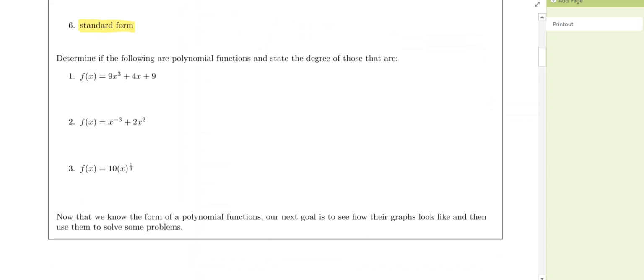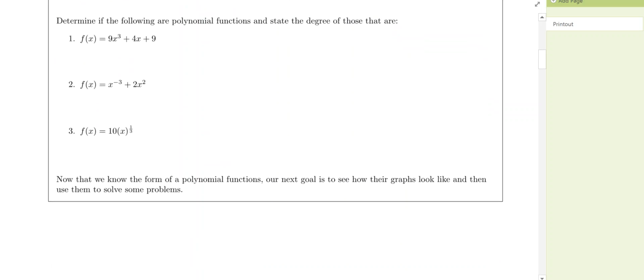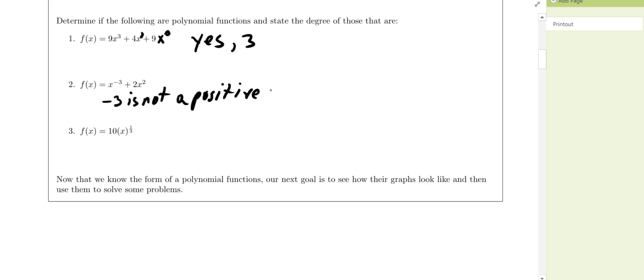All right, let's see some examples of polynomial functions. So notice that the exponent is 3 in this case, and for this one is 1, and then for this is like x to the 0. So these are all positive integers. So yes, this is a polynomial, and the degree is 3 because that's the highest exponent. Notice that the exponent for this x is negative 3. Negative 3 is not a positive integer. So no, the second one is not.